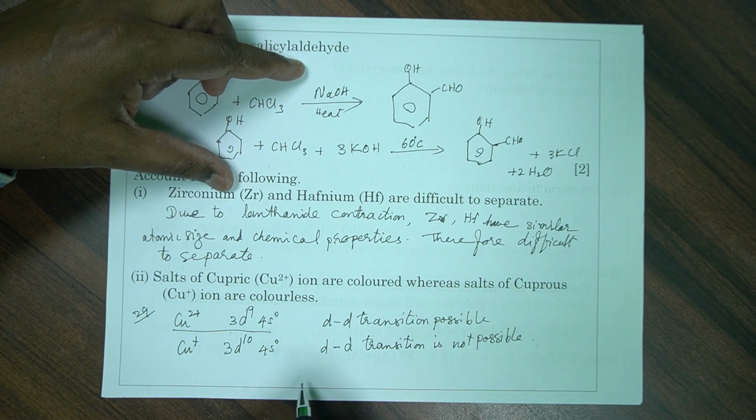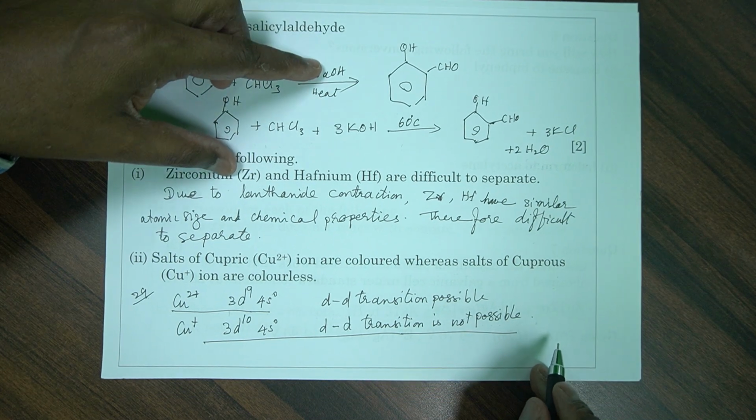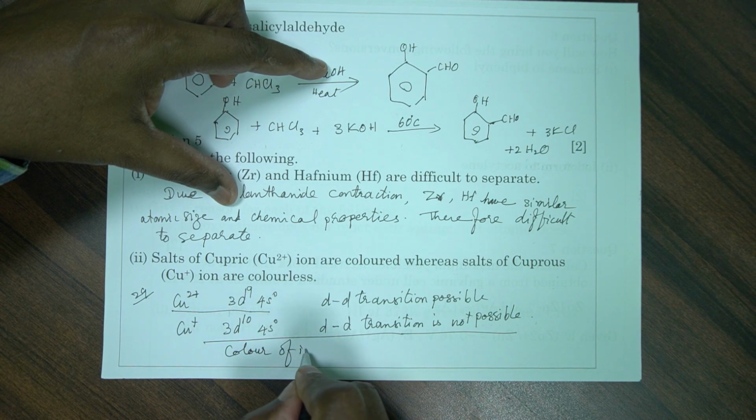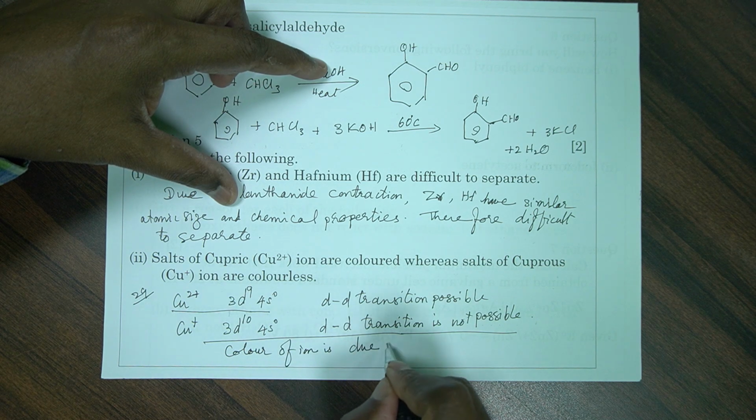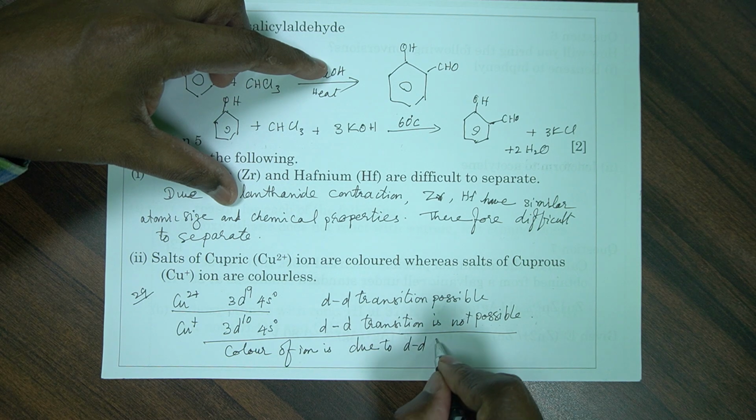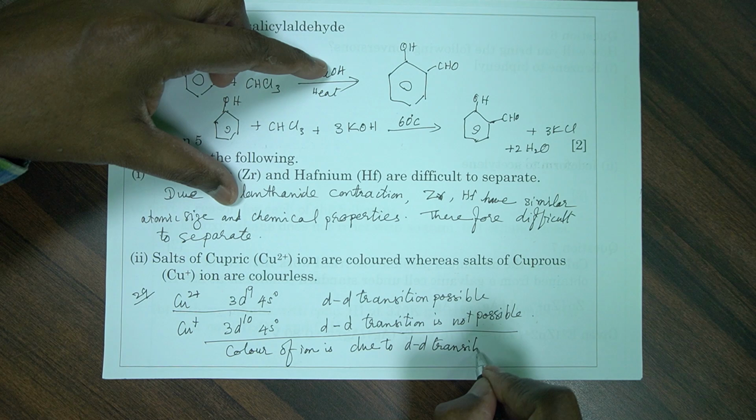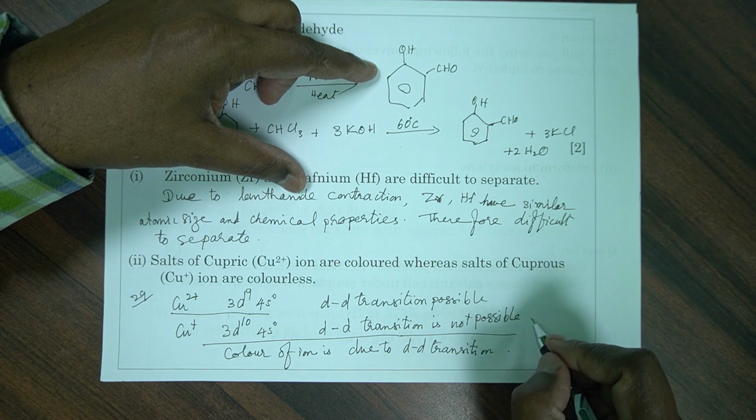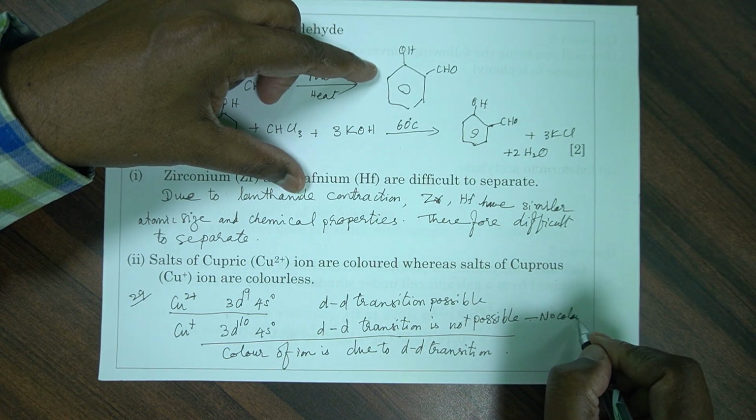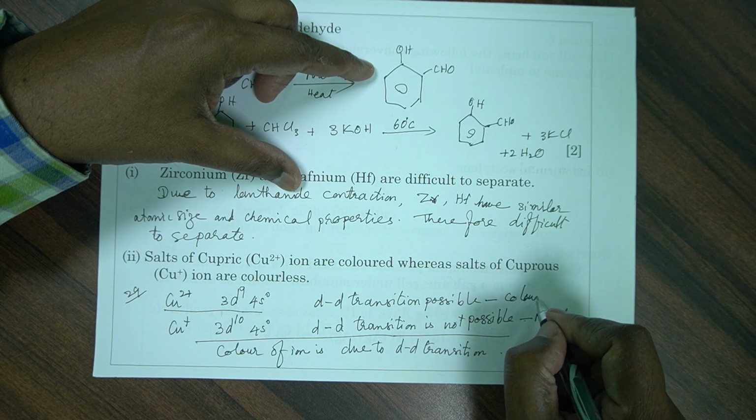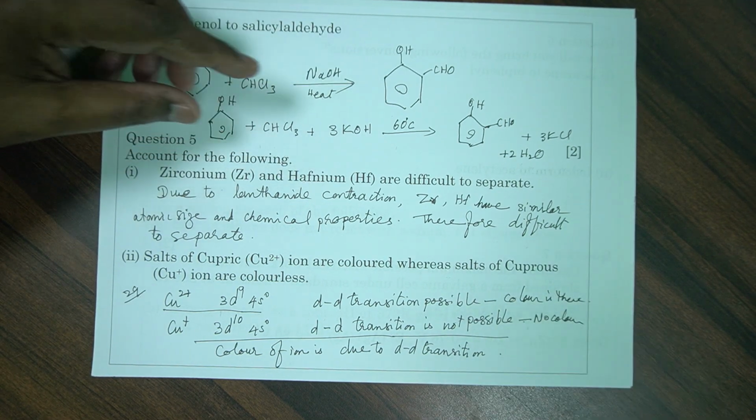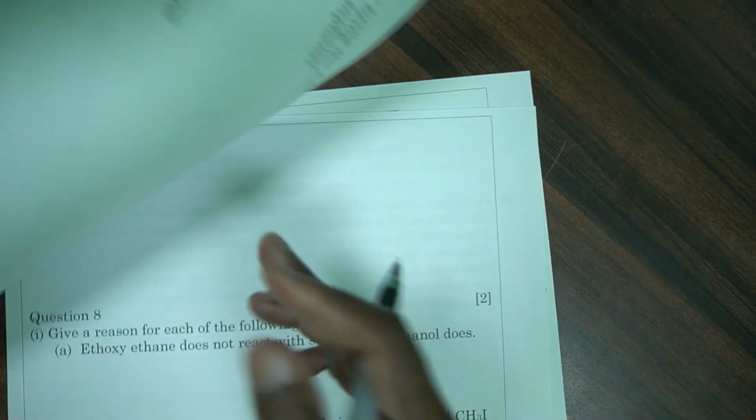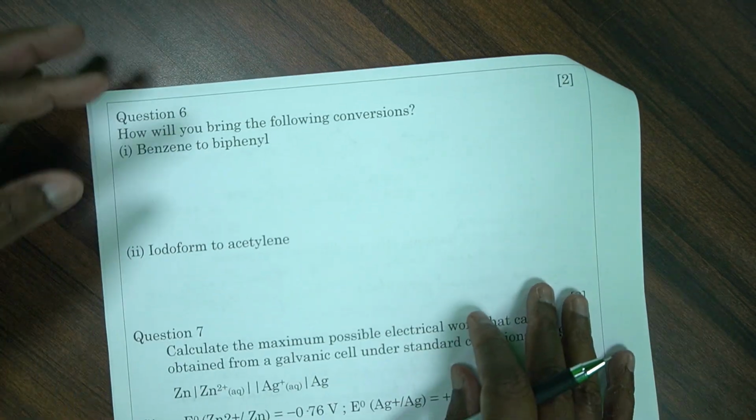Now this is one thing to note. At the same time, we have to mention this point also. Color of an ion is due to d-d transition, that is transition of electrons among the d orbitals. So since this d-d transition is not possible, no color. Here it is possible, color is there. So this is the answer for this. The electronic configuration explains everything about this. Now let's go to the next question, that is question number 6.